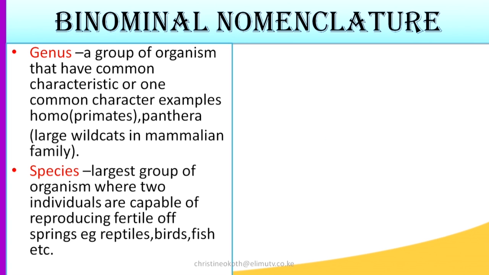So they can freely interbreed to give fertile offspring. So fertile offspring means if the offspring can also be able to produce another fertile offspring, so that it becomes a generation, a continual effort of reproducing the other offsprings.